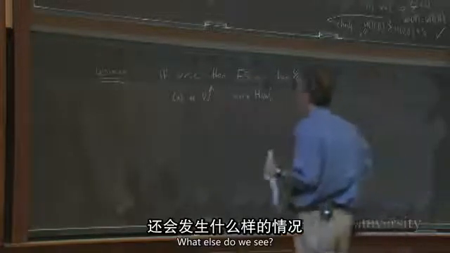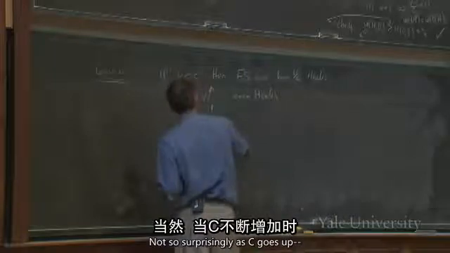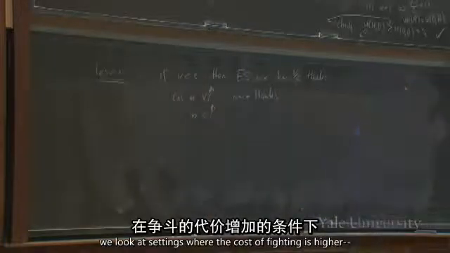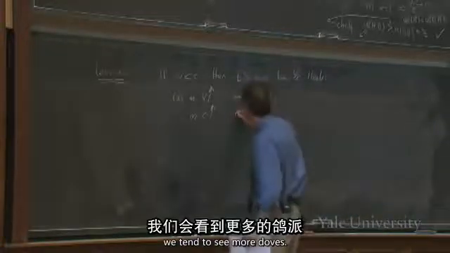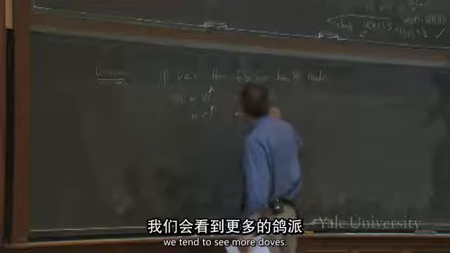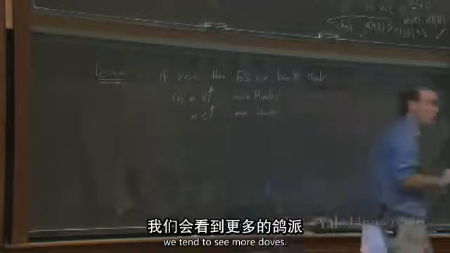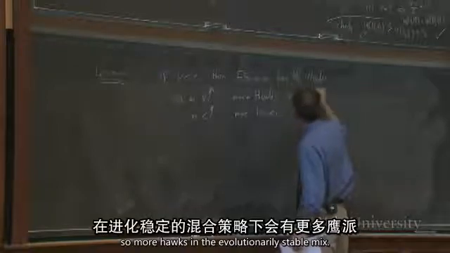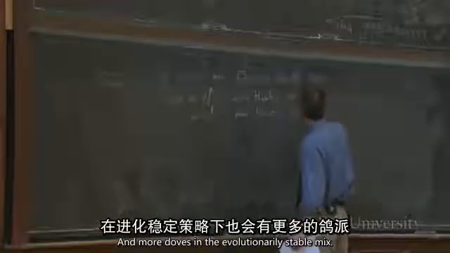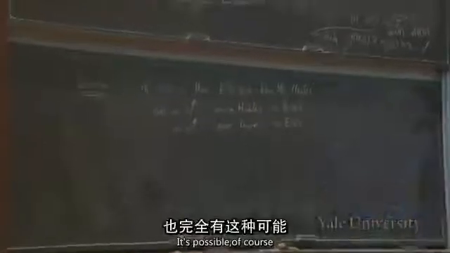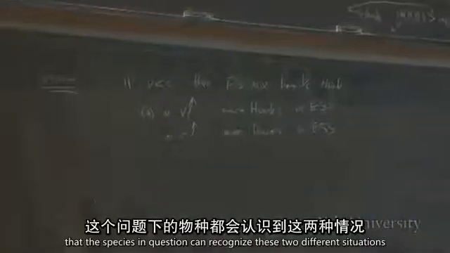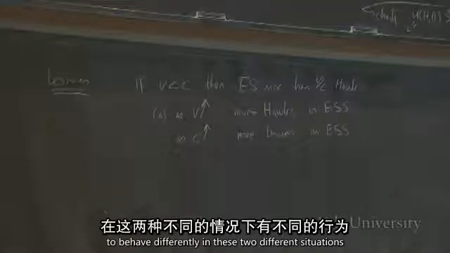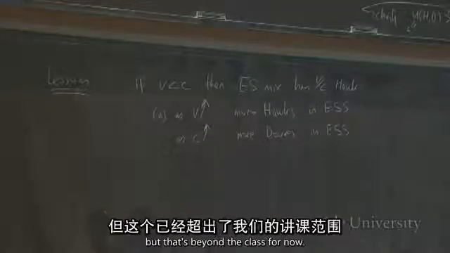All right, what else do we see? Not so surprisingly, as C goes up, if we look at settings where the cost of fighting is higher, we tend to see more doves. And this is in the ESS, so more hawks in the evolutionary stable mix, and more doves in the evolutionary stable mix. Now, it's possible, of course, that the species in question can recognize these two different situations and be coded to behave differently in these two different situations, but that's beyond the class for now.